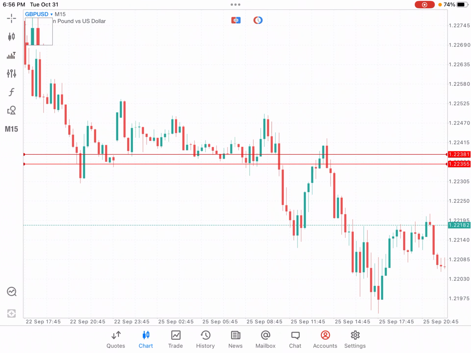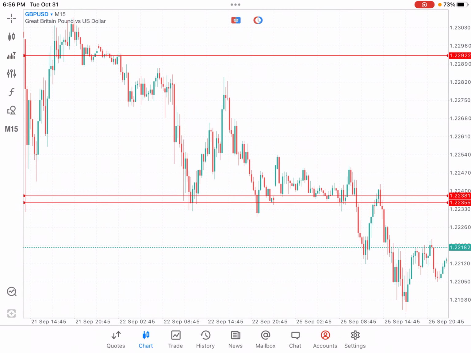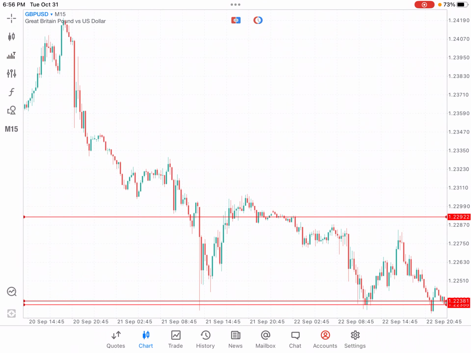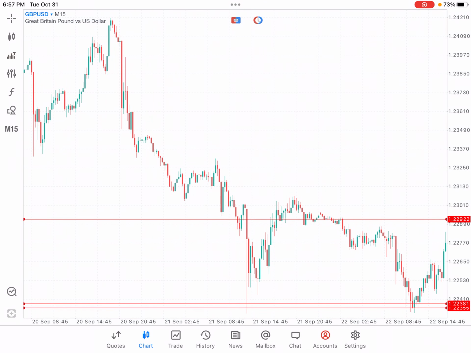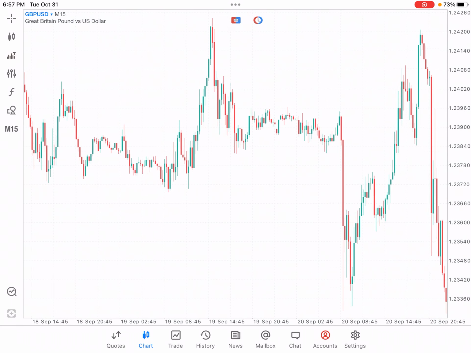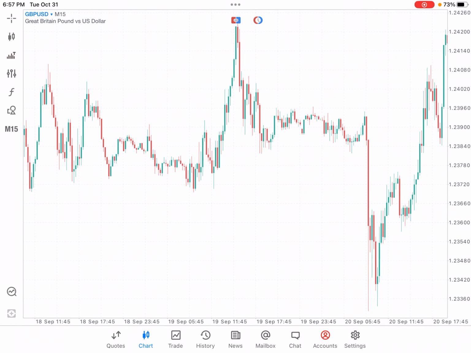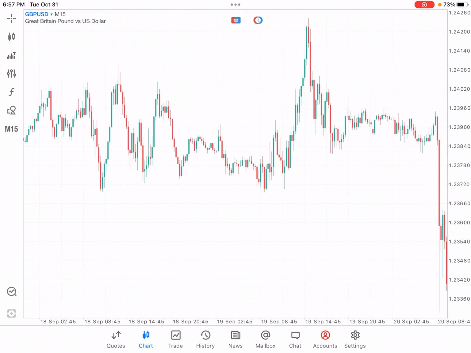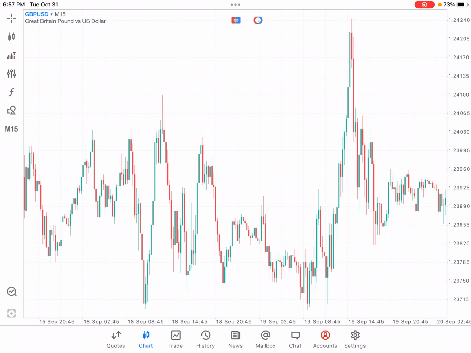So let me now show you. Let me show you that's a bearish order block. Let me show you more examples so you can see the kind of thing the order block literally does in the market. I want to show you more examples.